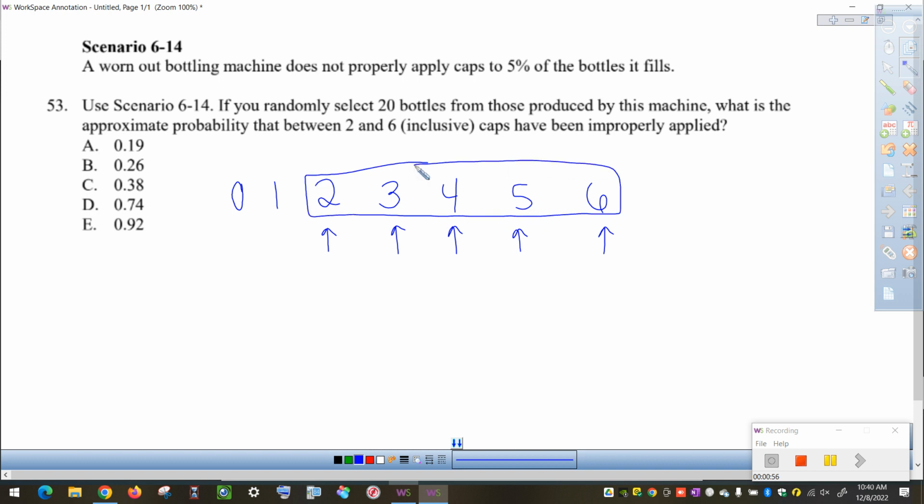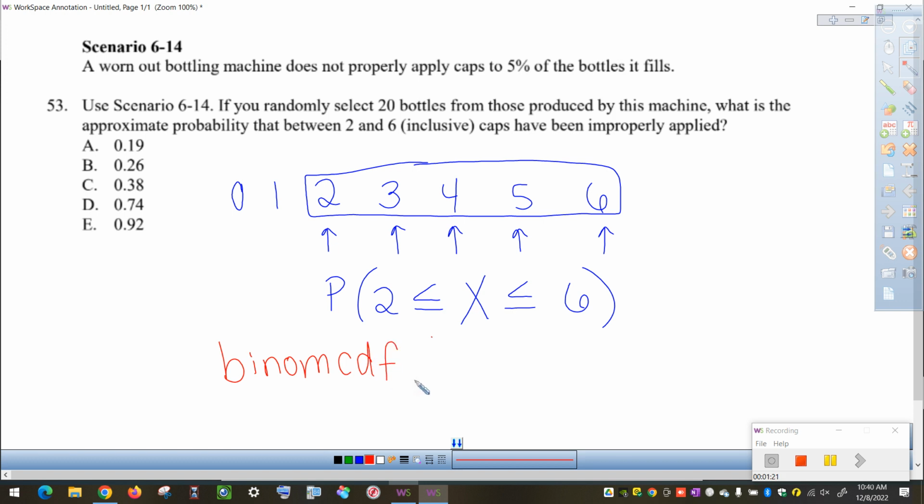But let's just put this into notation here that we want to find the probability. So X is the number of caps that have been improperly applied out of 20. So we want to find the probability that X is a value including and in between 2 and 6. To make the process a little bit shorter, I might think about doing a binomial CDF to find the probability first that X is less than or equal to 6.